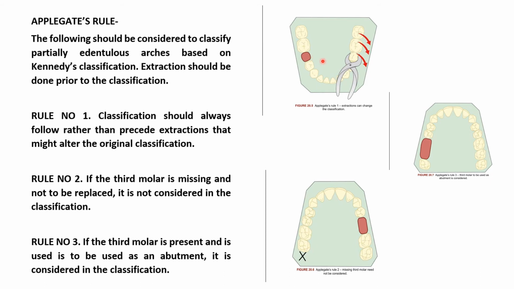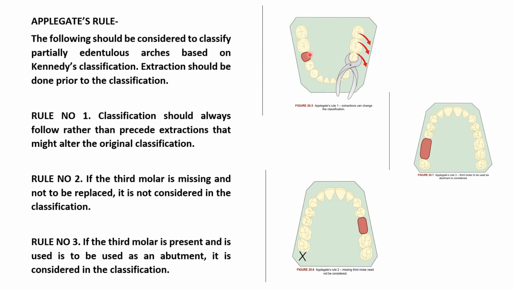But when you remove these teeth, this area becomes edentulous, and Applegate gave the rule that the most posterior edentulous area determines the classification. So if these teeth are removed and after that you state it as class 3 because you did the diagnosis before the extraction, this is the wrong diagnosis. So rule number 1 is classification should always follow rather than precede extraction. When every tooth which is to be extracted has been extracted, only after that do you do the classification.